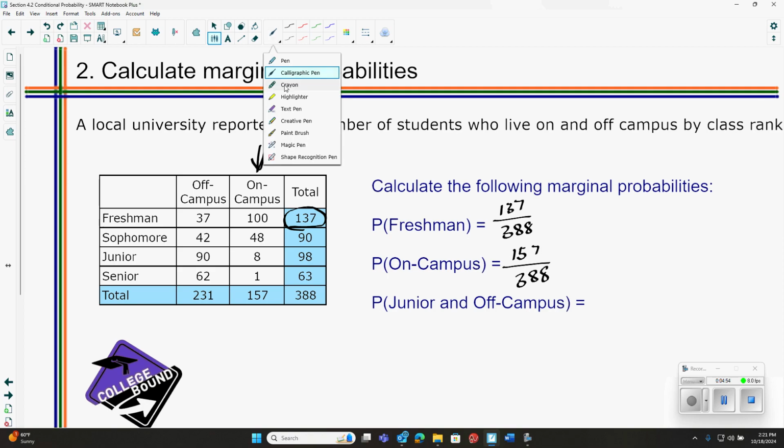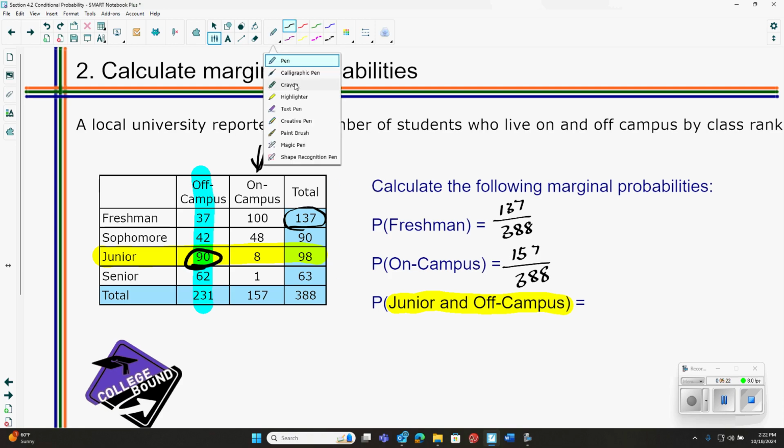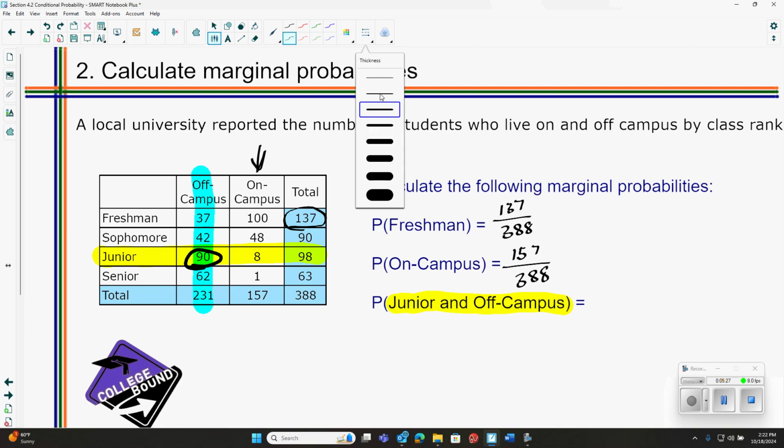All right, next thing I'm going to do is look at the probability of being a junior and off campus. Now notice this is not a conditional probability because we're just asking, what's the total number of people that are juniors and off campus? So a good way to do it is, here's my junior column right here. Okay, here's my off-campus column right here. Where's the number that they meet? Oh, they meet at 90. So the probability of someone being a junior and living off campus is going to be 90 over 388.